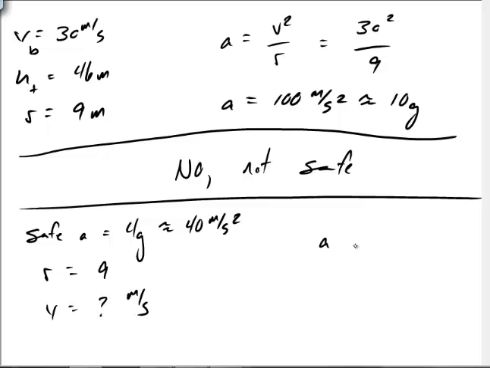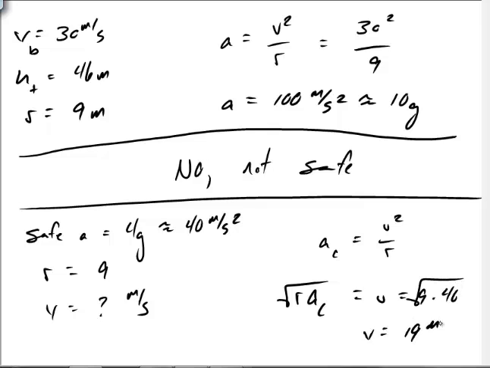Centripetal acceleration is v squared over r. We're looking for the speed, so a_c times r, root it. 9 times 40, root of, and we get 19 meters per second. That's still moving pretty fast. It's about two-thirds of the speed that we had before.